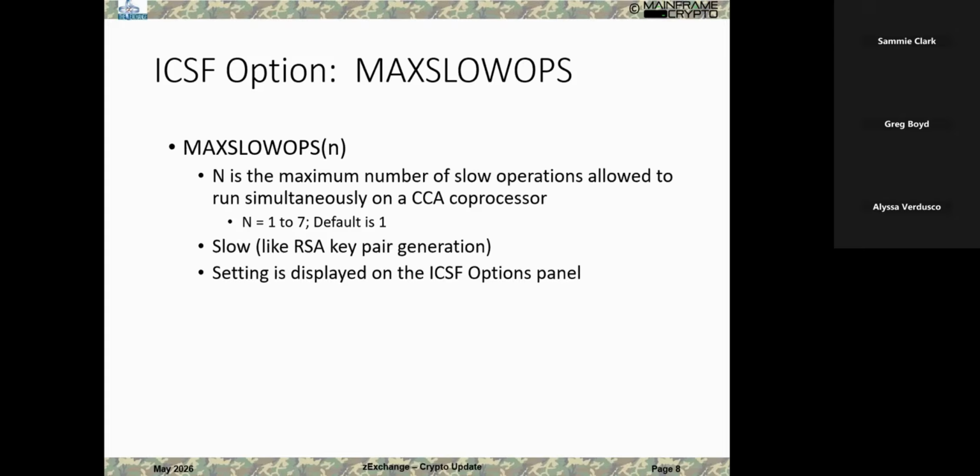If you did not realize it, the Crypto Express cards can actually support multiple threads. So you can have up to 8 units of work being executed on the card in parallel. Well, this parameter is going to control how many slow operations you can have running at any given time. IBM does not define what they mean by slow. They do give an example, like an RSA key pair generation.